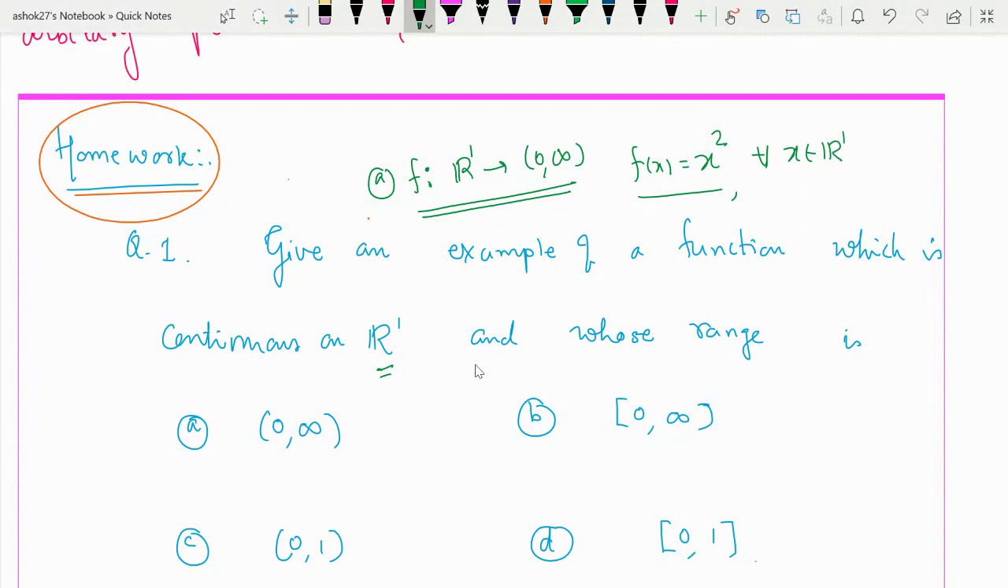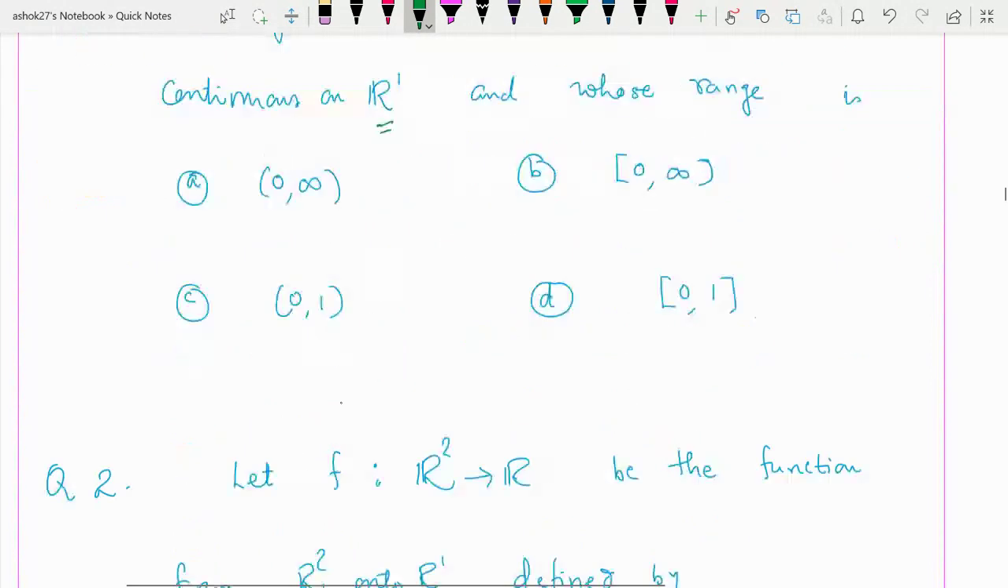Naturally this mapping satisfies this condition because it is a polynomial mapping which is continuous everywhere. So naturally it will be continuous on the set of real numbers. So this mapping will be continuous on R1 and its range is the set of positive real numbers. So similarly you can define the remaining. You can do it at home.